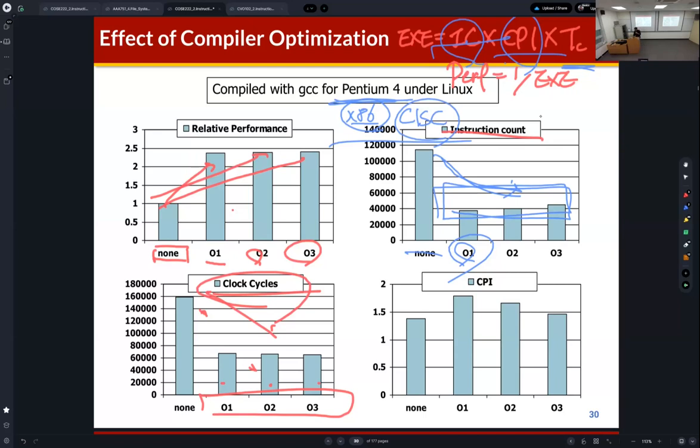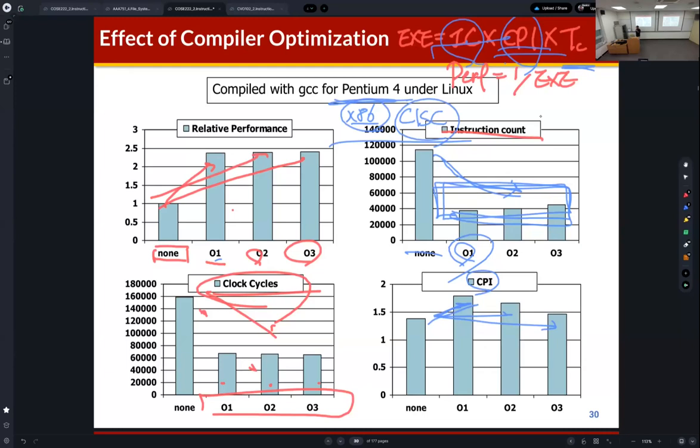Then let's see the CPI. We can find that the CPI is increased actually. It is because, as I mentioned, the compiler uses more complex instructions, and complex instructions will take more cycles. So even though the CPI is increased, which is not good for the performance, right? Because the execution time is proportional to the CPI. But even though the CPI is increased, the instruction count is dramatically changed. Okay, that's why if we use the higher level optimization option using the compiler, then we may improve the performance of our code.